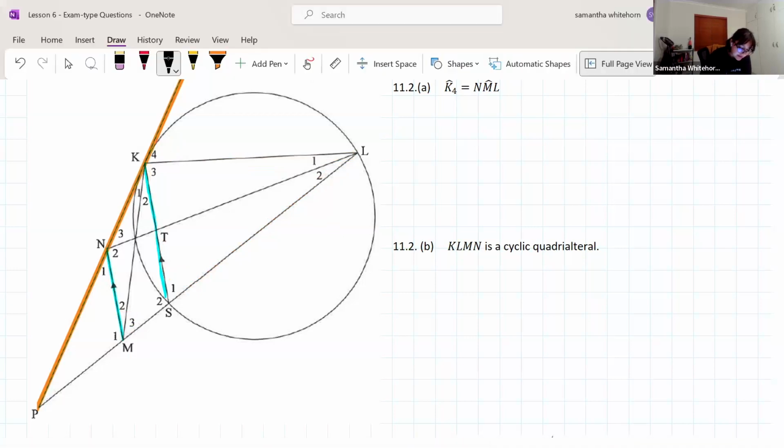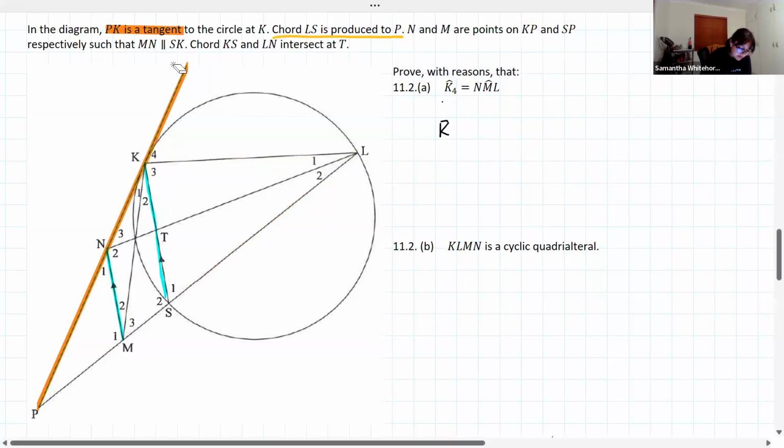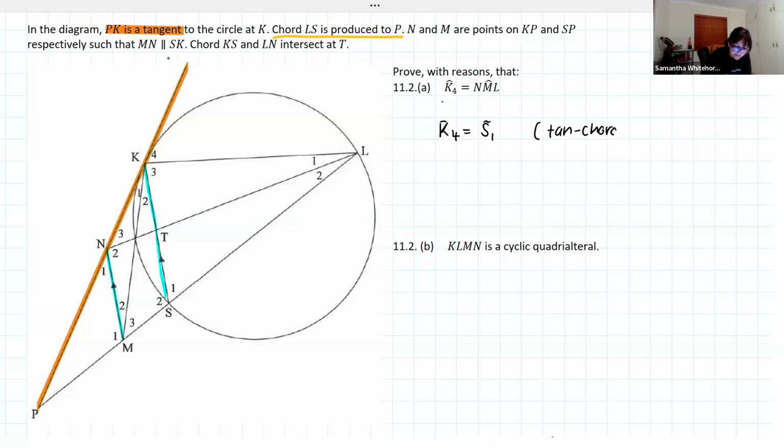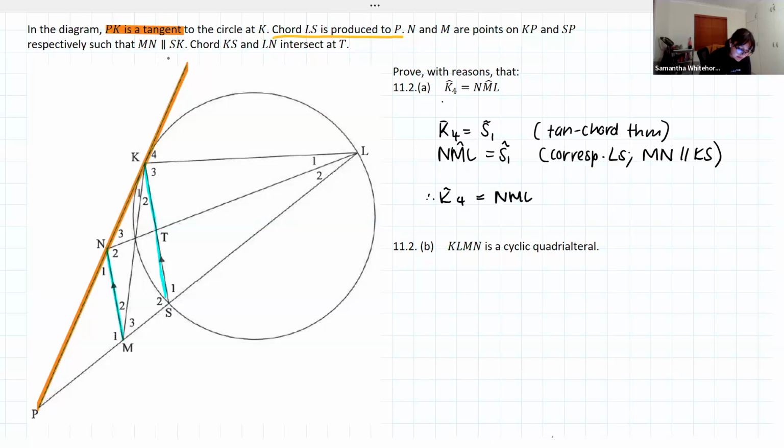So the first thing I said was that angle K4 is equal to angle S1 because of the tan chord theorem. I also said that angle NML was equal to angle S1 because of corresponding angles. Remember, whenever you use parallel line reasons, you have to state the parallel line. So in this case, it's MN parallel to KS. And so therefore, K4 is equal to angle NML because they are both equal to angle S1.